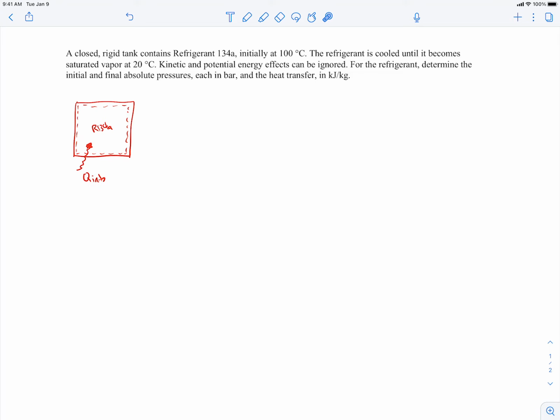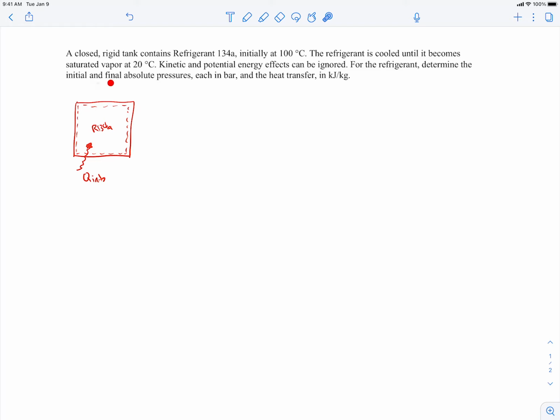And we're also told that the final state is a saturated vapor at 20 degrees C. That's pretty useful because that's two pieces of information. We know it's saturated vapor phase and the temperature at which it's a saturated vapor. So that's useful information for us to nail down the second state. We're told to neglect kinetic and potential energy effects during this process, and then we want to find the initial and final absolute pressures and the heat transfer.